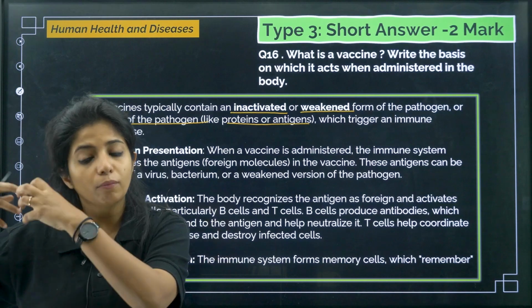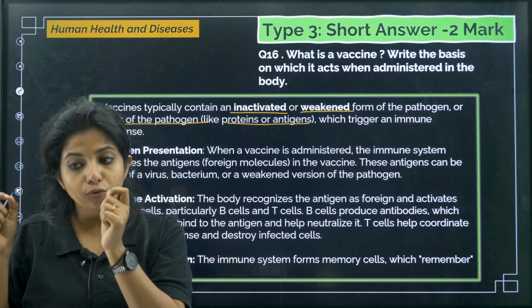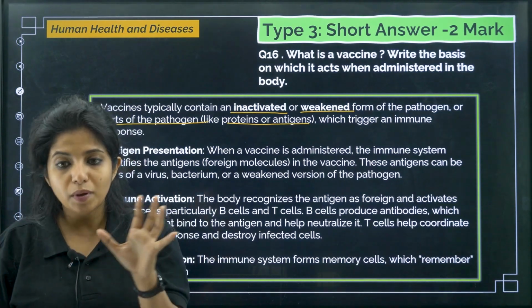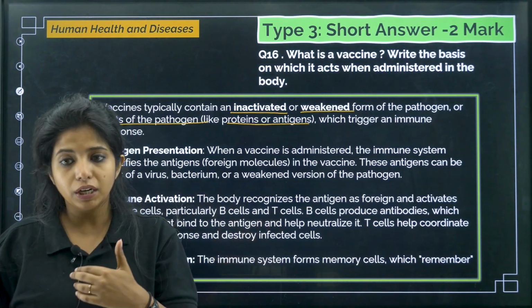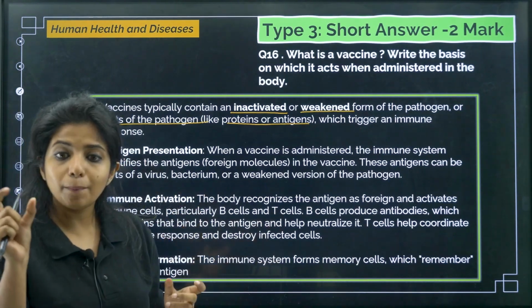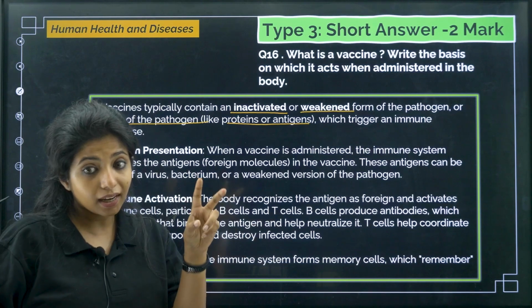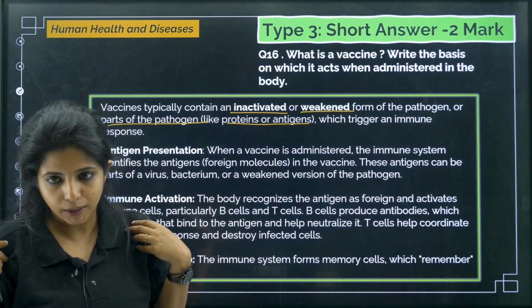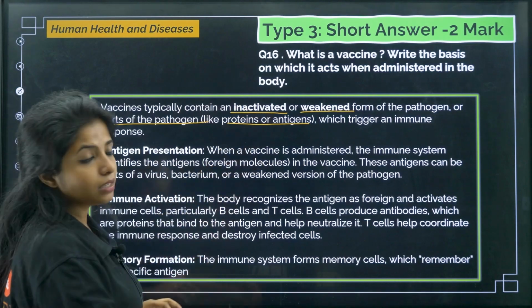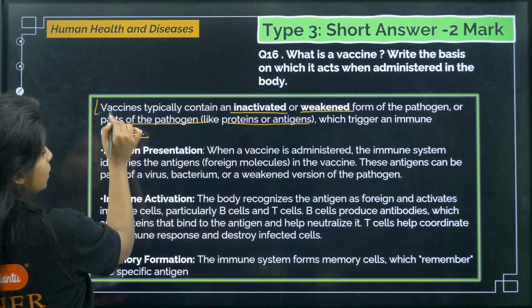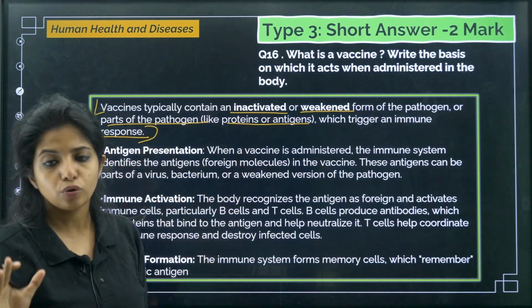So a pathogen can be inserted as a whole. You have to weaken them. You do not have to make them strong. You have to weaken or inactivate them and then put it inside our body, or you take a part of it which can excite an immune response inside our body. So that thing you put will trigger an immune response. So this statement you have to write as it is. There is no way to make it short.